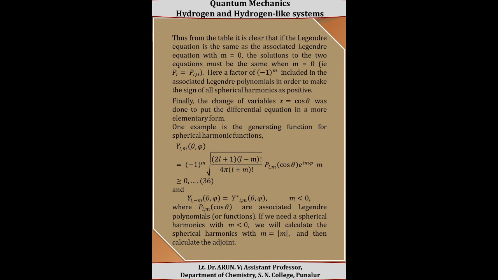Thus, from the table it is clear that if the Legendre equation is the same as the associated Legendre equation with m equal to 0, the solutions to the two equations must be the same when m is equal to 0. That is, P_l is equal to P_l^0. Here the factor minus 1 raised to m is included in the associated Legendre polynomials in order to make the sign of all the spherical harmonics positive.